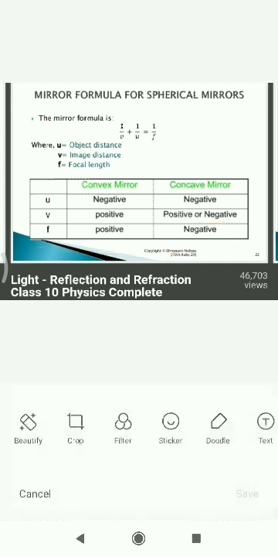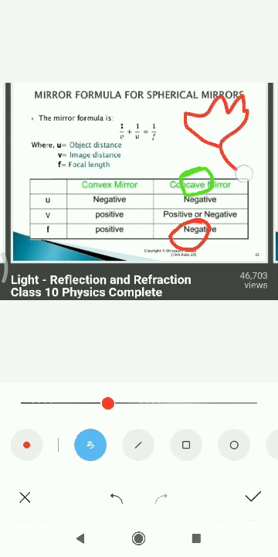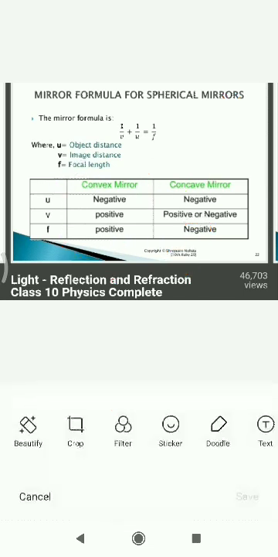I'll teach you a trick for this. Cave is here and naga is here. So you can think of a naga in the cave. You know, snakes will be there in the cave. So concave has negative focal length, convex has positive focal length. If you remember one, you will know the other one easily.